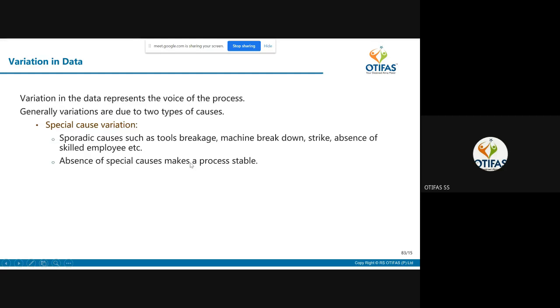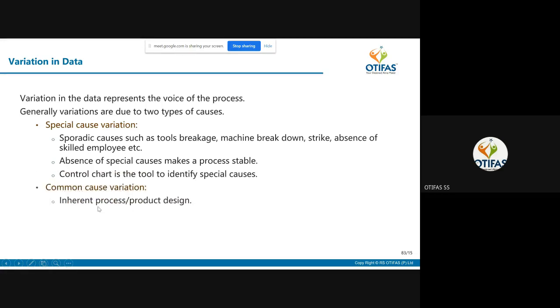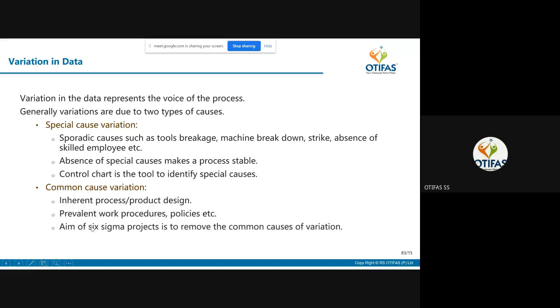Absence of special causes makes a process stable. You will learn it in the control phase: how it is controlled, and whether the process is stable or not. Then we'll also learn what special cause variation is. A control chart is a tool to identify the special causes. Now, common cause variation: inherent process, product design problems, work procedures, policies, etc. The aim of a Six Sigma project is to remove the common cause variation. Now, understand this, it is very, very important. To identify special causes, we use a control chart. But if you want to remove the common cause variation, then we use Six Sigma projects.